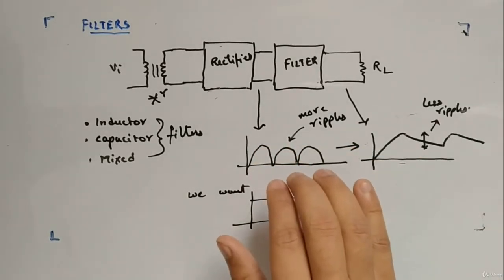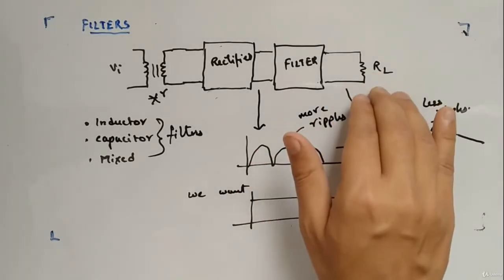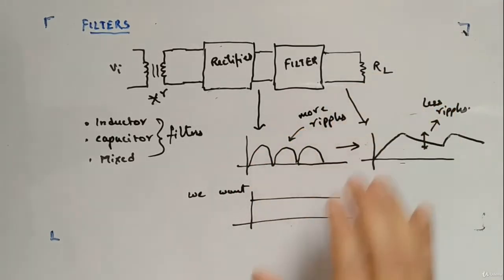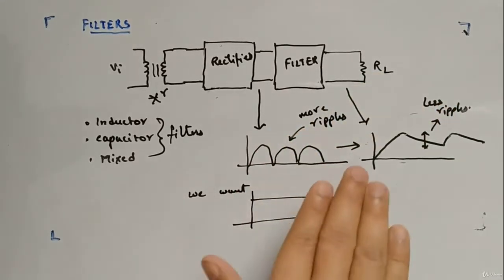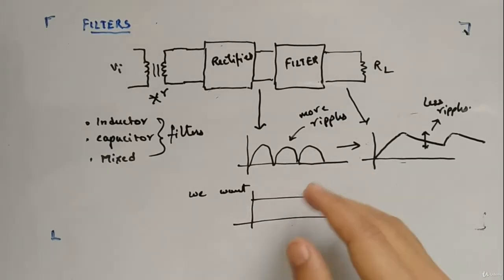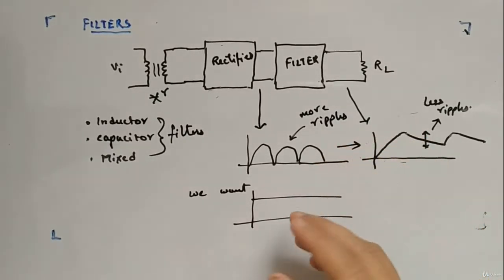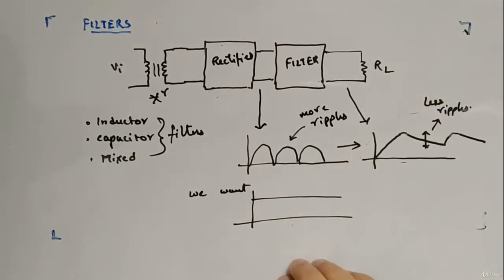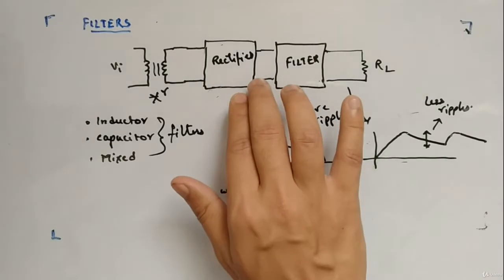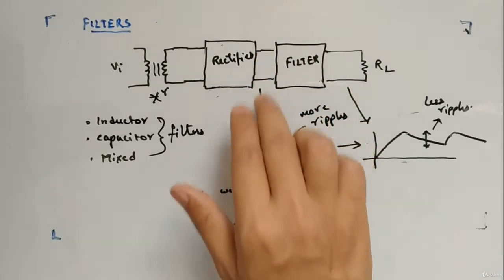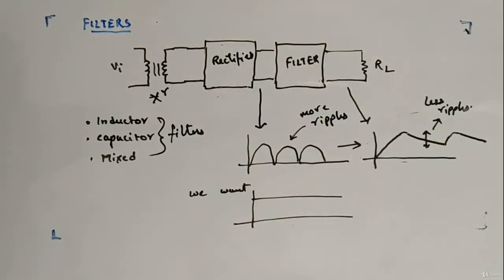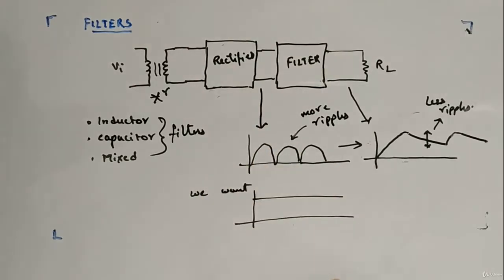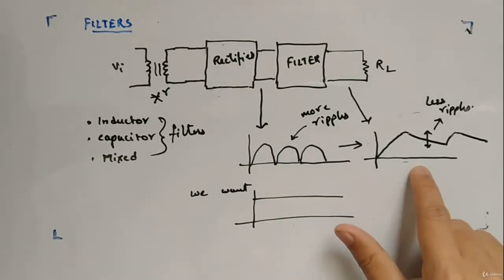Now this is not what we want to feed our load with. We want to feed our load with a constant DC supply, so we are not there yet. We want to provide this signal to the load, but what we have provided till now is this signal. So what we will have is filters which will smooth the ripples. It will take this signal, the output of the rectifier, and it will make something like this.